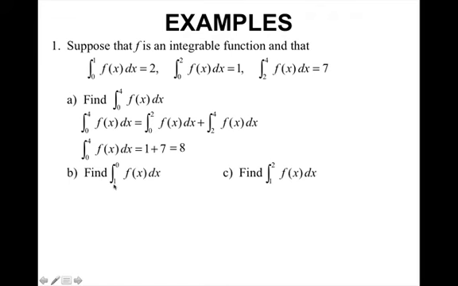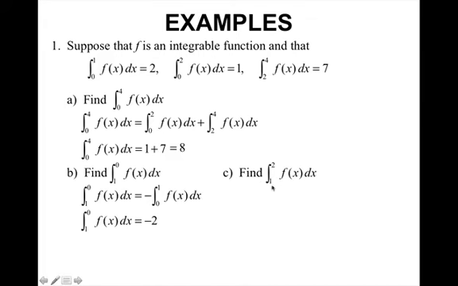Now to find the integral from 1 to 0 of f of x dx. I know this is kind of weird, but whenever you see the limits flipped, if you want to flip them back normally, you multiply by a negative. So notice here that we know from 0 to 1 that equals 2. So in order for me to flip it, I have to multiply by a negative. So that means my answer is -2.